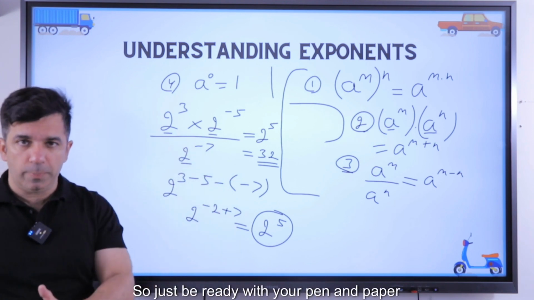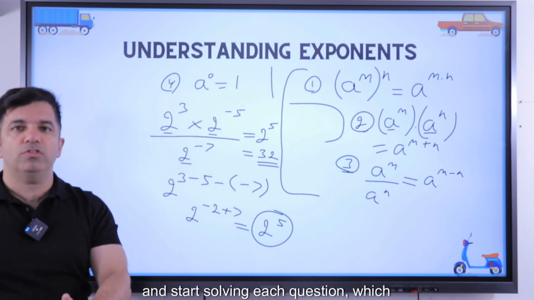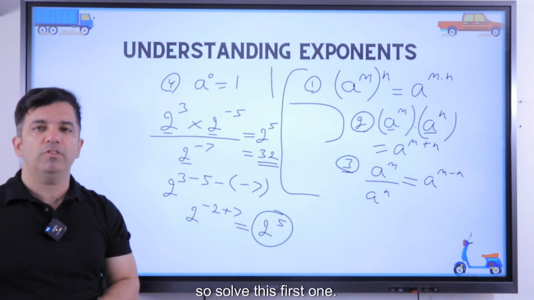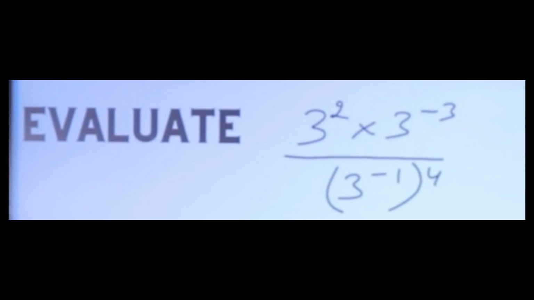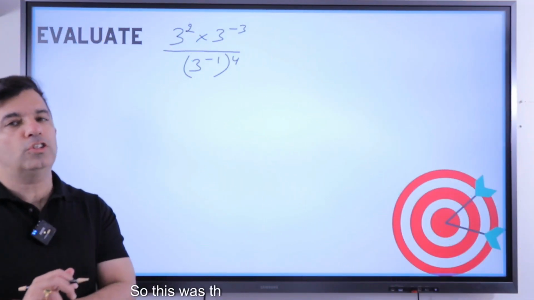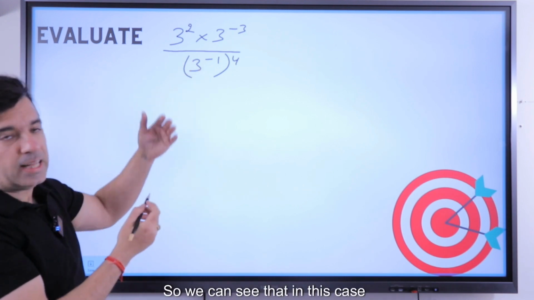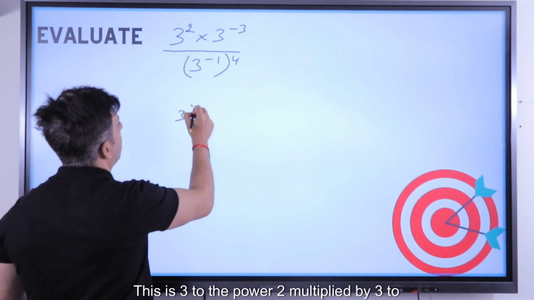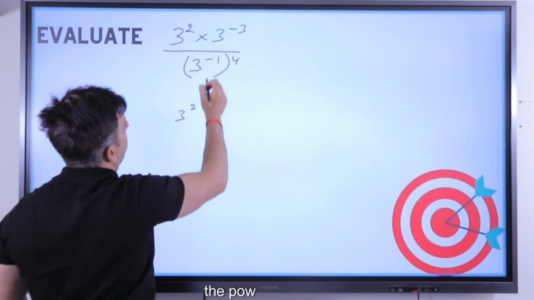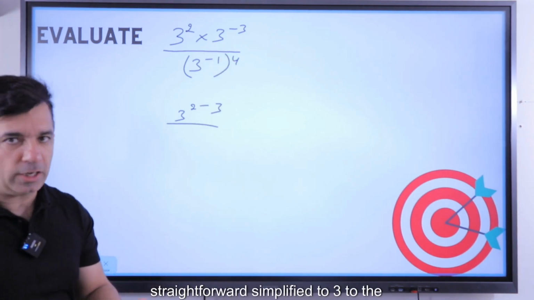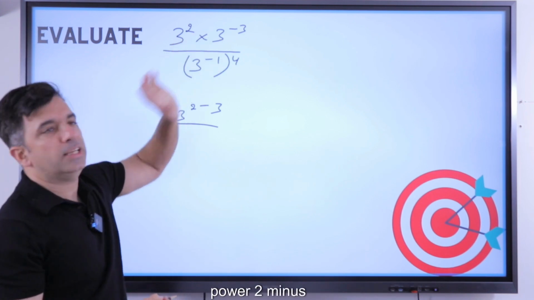Just be ready with your pen and paper and start solving each question which comes in front of you this moment onwards. So solve this first one. So this was the expression. We were given this term. So we can see that in this case this is 3 to the power 2 multiplied by 3 to the power minus 3. So at least the numerator can be straightforwardly simplified to 3 to the power 2 minus 3.